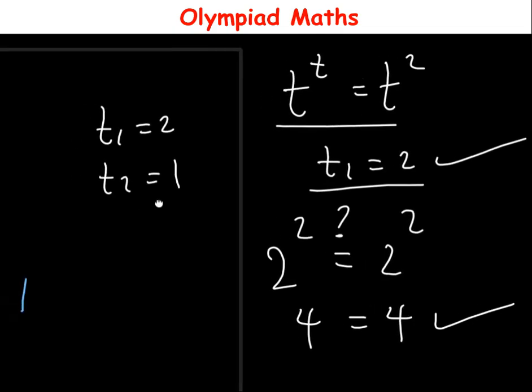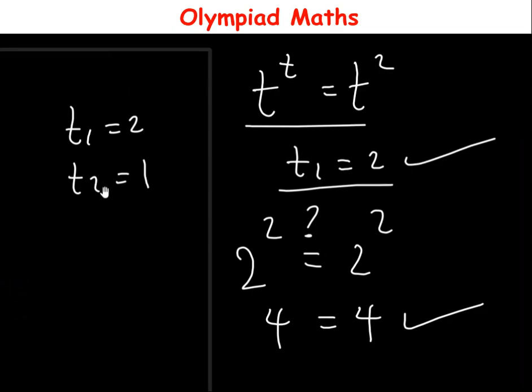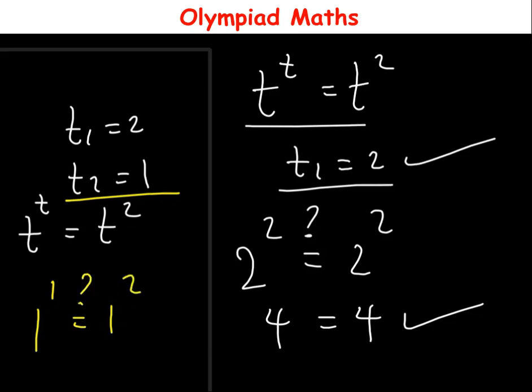Now let's also try this for the other value of t, which is t2 equals 1. So the equation is t raised to power t is equal to t raised to power 2. For t2, which equals 1, inputting the value of t as 1, 1 raised to power 1 equals 1 raised to power 2. Is it equal? 1 to the power of 1 is 1 and it is equal to 1 to the power of 2, which is also 1. So that means that the value of t2 which equals 1 and the value of t1 which equals 2 are the correct solutions.